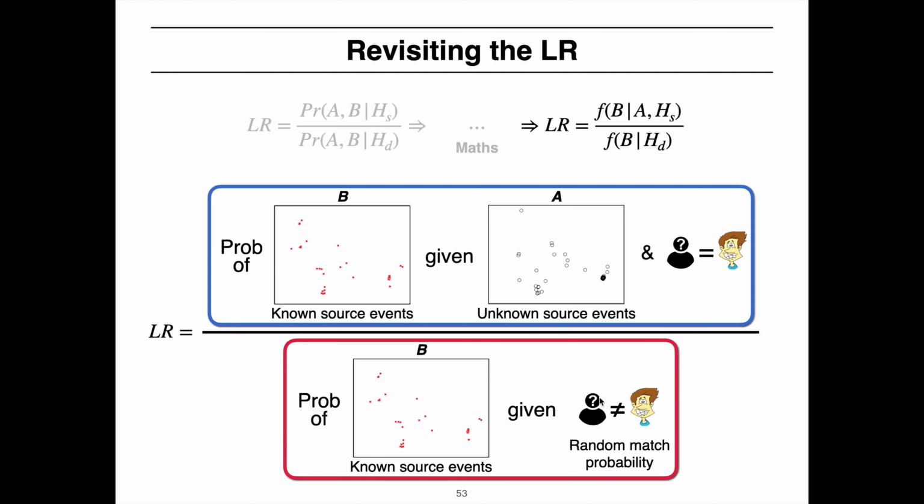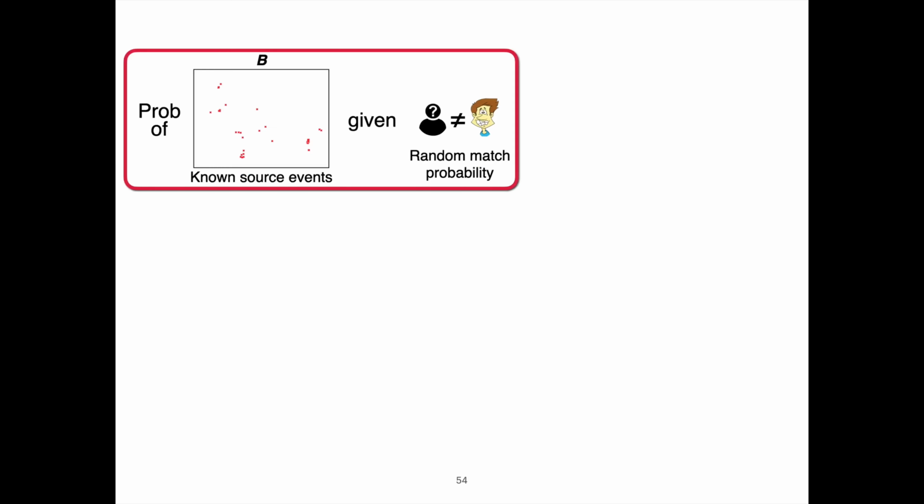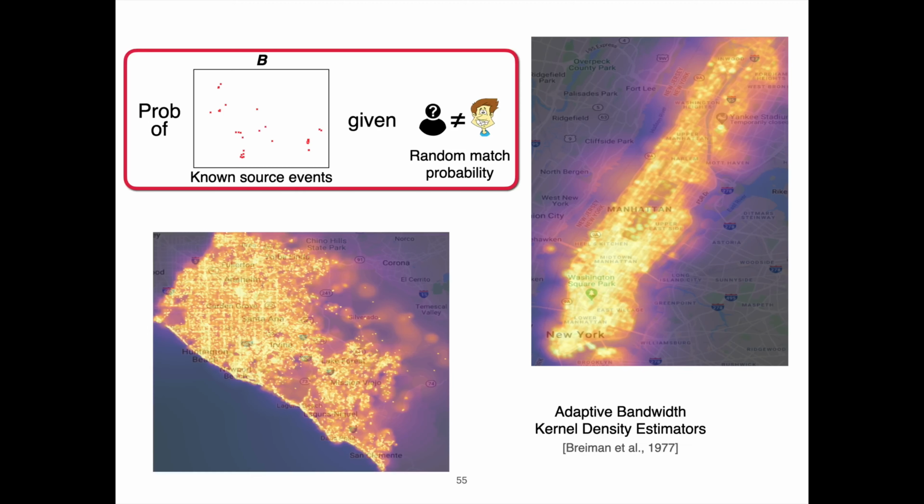And this is basically a random match probability. How likely is it that you would observe events at these locations across a relevant population? So that's a little bit easier to define. Let's start there. Remember, in DNA analysis, I said the random match probability was how common alleles are at specific locations along the genome. Now what we're going to be interested in is how common events are at specific locations in space, right? So for example, we have Orange County, California down here on the left, and Manhattan up here on the right. And this is an adaptive bandwidth kernel density estimator.